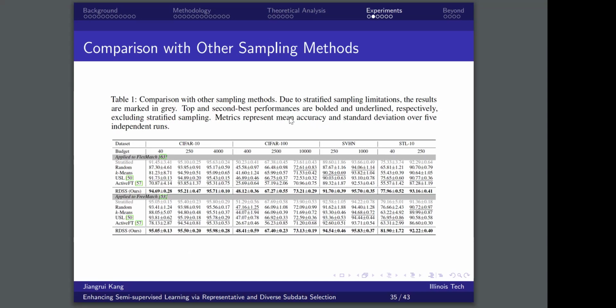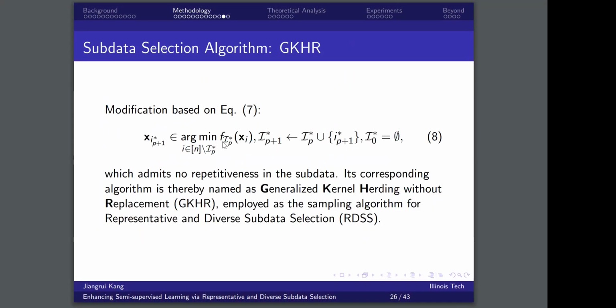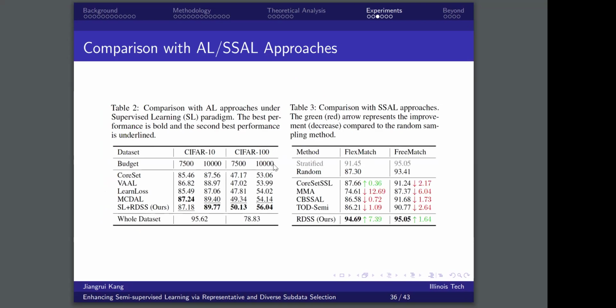This one compares RDSS with other sampling methods in this graphic, and it also compares with different active learning and semi-supervised active learning approaches and the supervised learning paradigm, because this method is not designed for a dynamic process. So you can see that our approach still works well, and is like SOTA, mainly in these two frameworks, FlexMatch and FreeMatch.